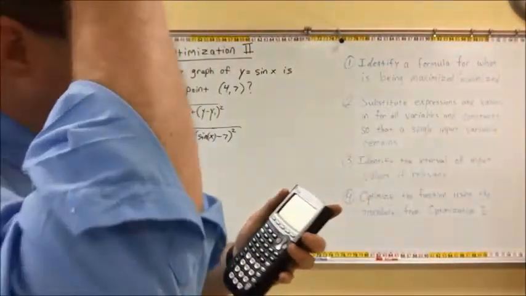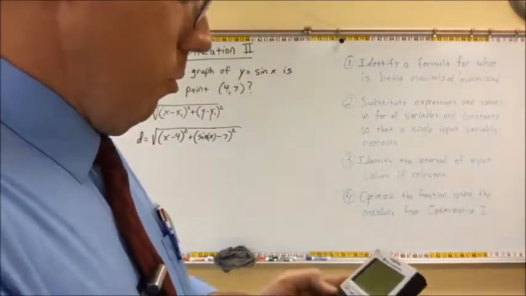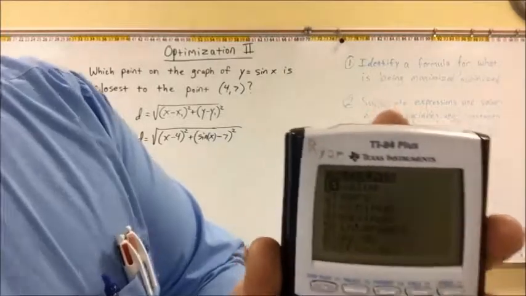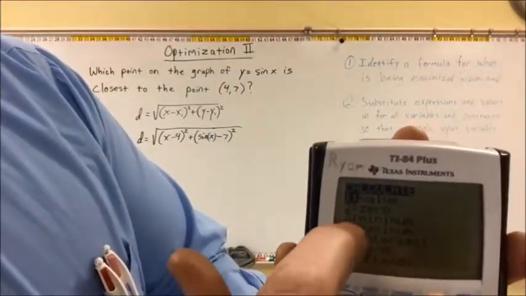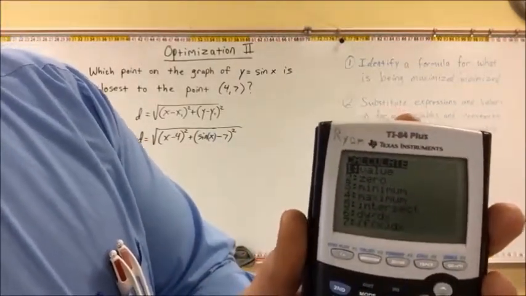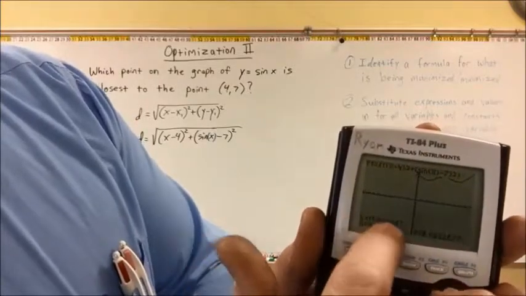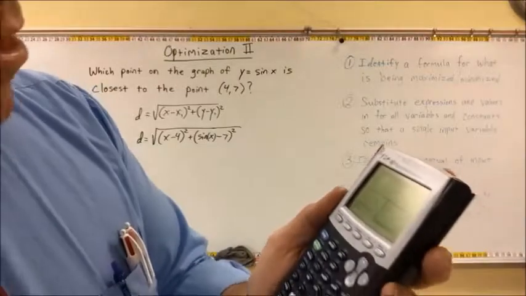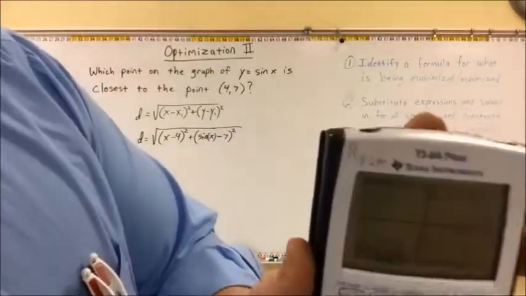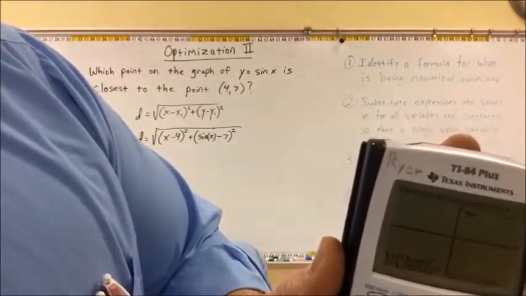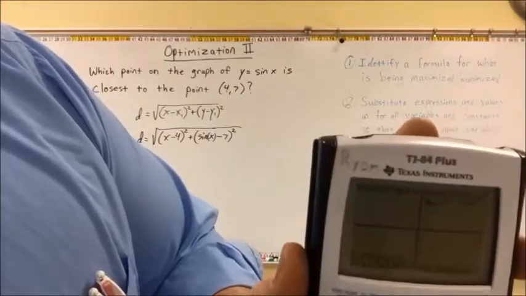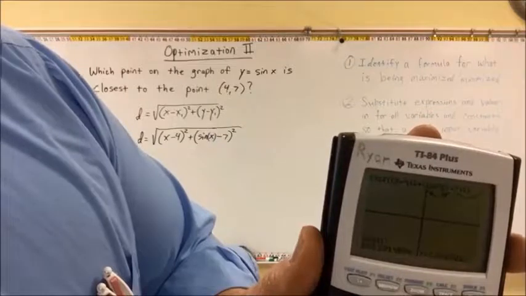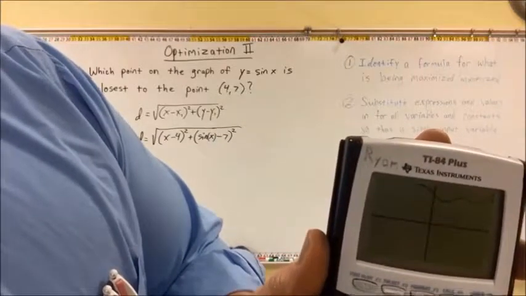Okay, and so now we're going to hit second and then trace to get the calculate menu. We're going to select option 3, which is minimum. And then it says left bound. We're going to choose something left of here, which is, let's say, here, if we go to that minimum point, we want to be to the left, press enter. Now we want to go over to the right, it says right bound. Now we're going over to the right, enter. Now we'll press enter again.